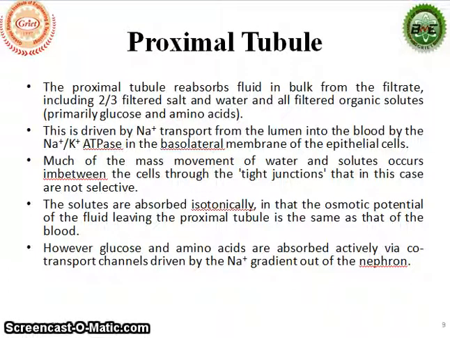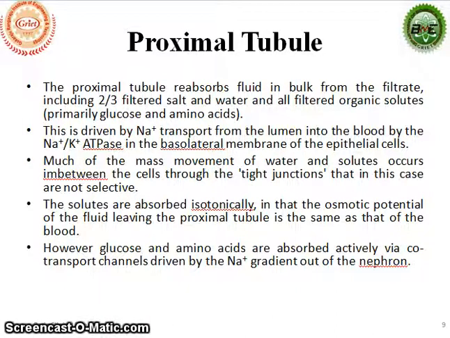Proximal tubule. It reabsorbs fluid in bulk from the filtrate, including two-thirds of filtered salt and water and all filtered organic solutes. This is driven by sodium transport from the lumen into the body by sodium-potassium ATPase in the basolateral membrane of the epithelial cells. Much of the mass movement of water and solutes occurs in between the cells through the tight junctions, which in this case are not selective.